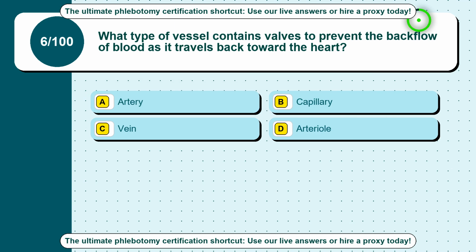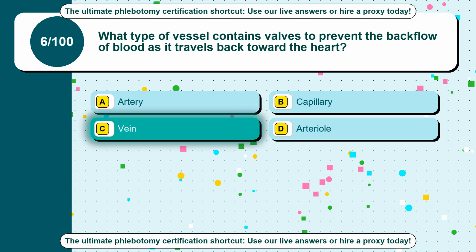Question 6. What type of vessel contains valves to prevent the backflow of blood as it travels back toward the heart? Option A. Artery. Option B. Capillary. Option C. Vein. Option D. Arteriole. The correct answer is option C.